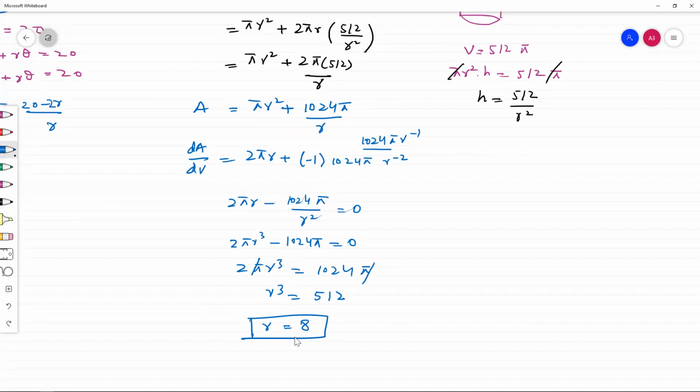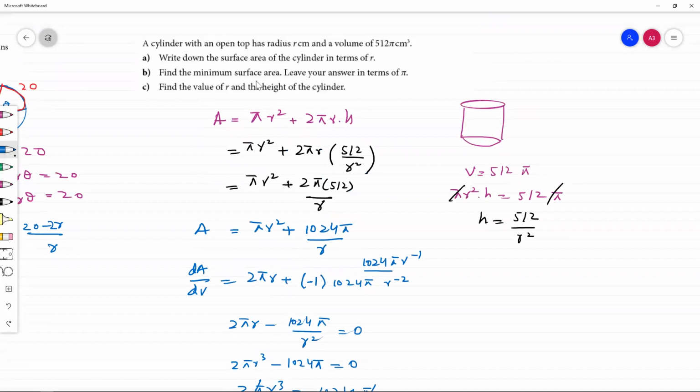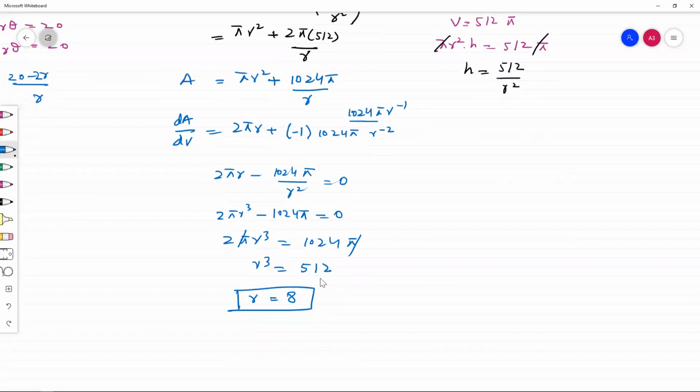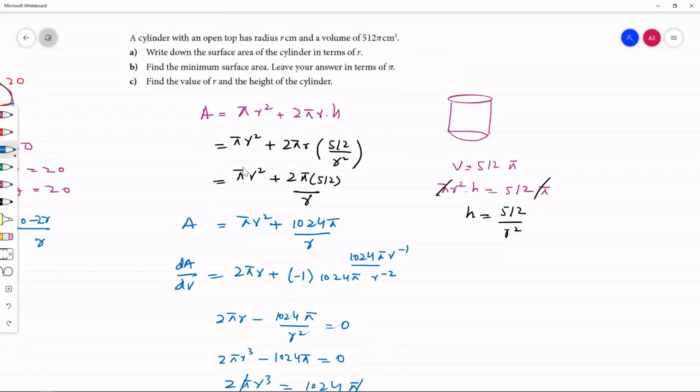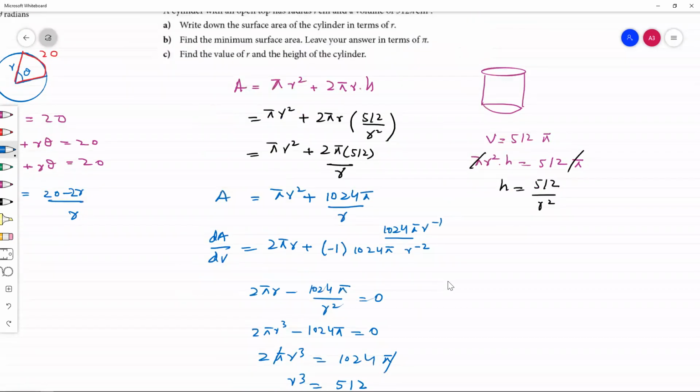So r is 8. He said to find the minimum surface area, leave your answer in terms of pi. So when r is 8, the area will be minimum because we have only one point, that is r is equal to 8. Find the value of r and the height h of the cylinder.